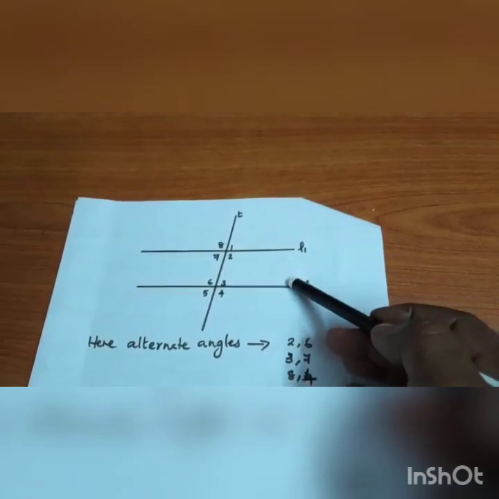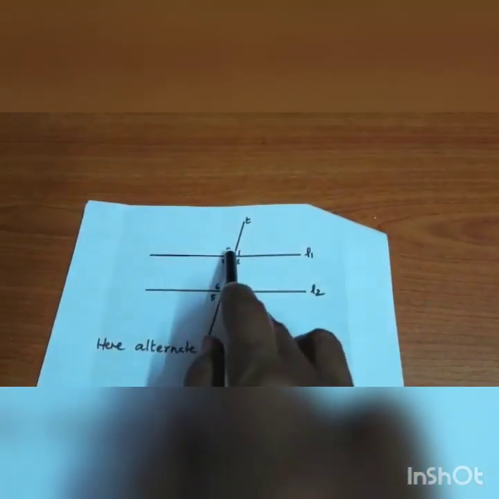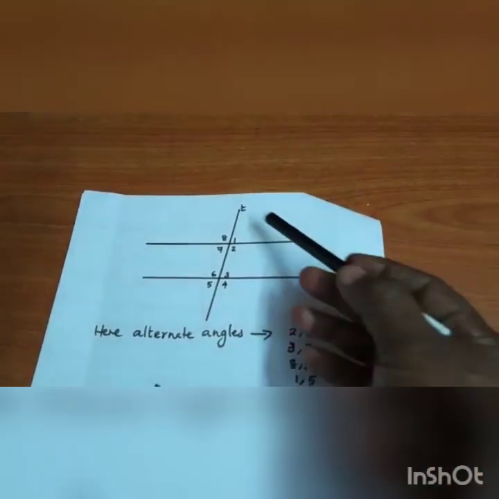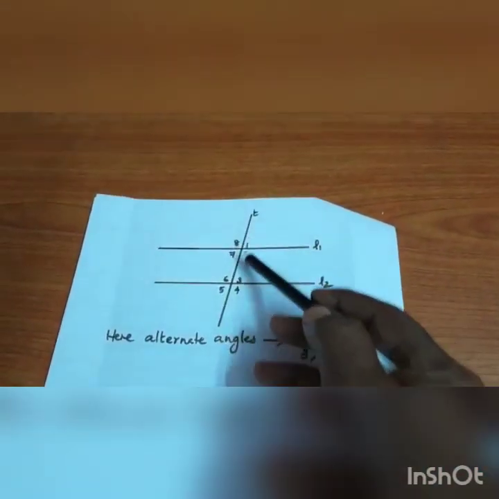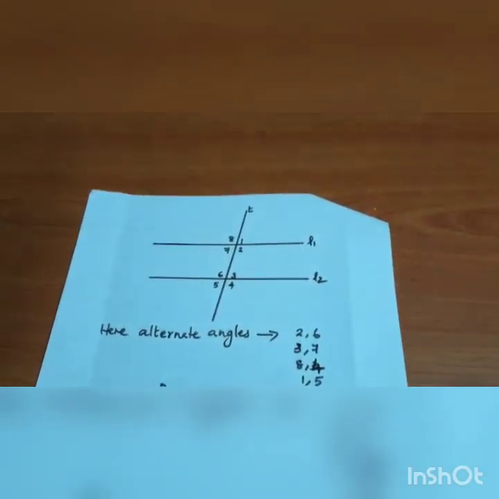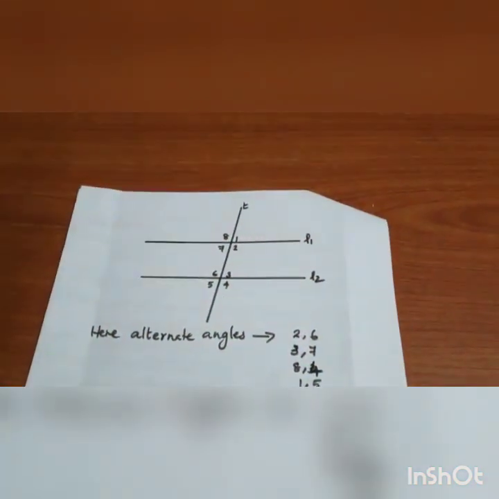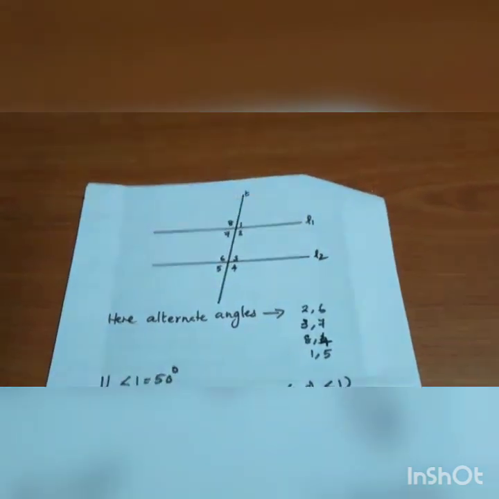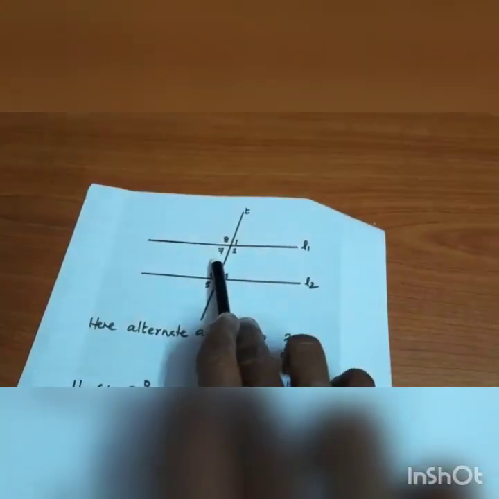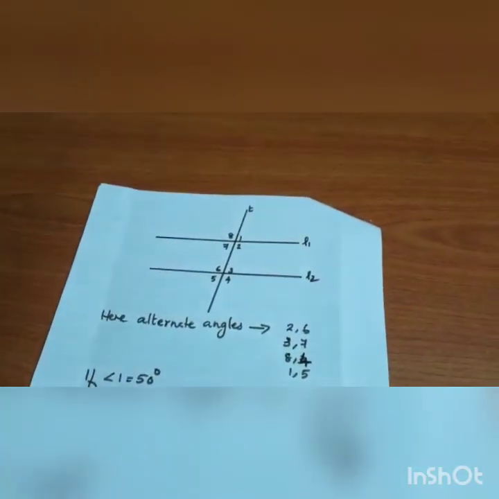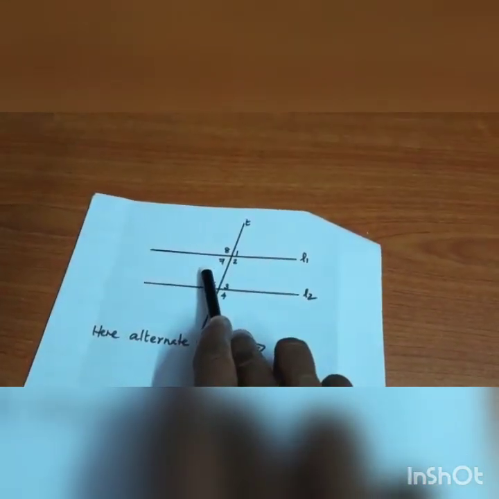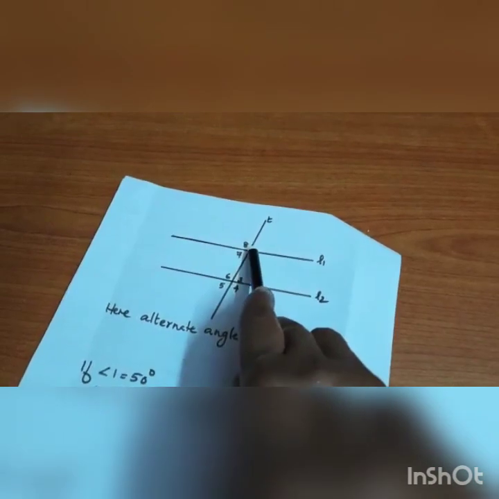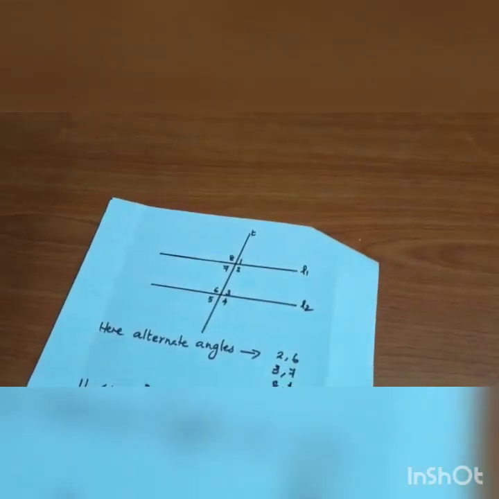First, inside angles 2 and 6, 7 and 3 are 2 pairs. Then the outside angles 1 and 5, 8 and 4 are 2 pairs of outside angles. Then, if angle 1 is equal to 50 degrees, what about angle 7? Angle 7 is also 50 degrees. Why? Angle 7 is the opposite angle of angle 1.